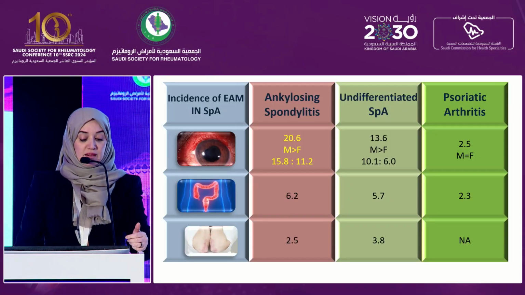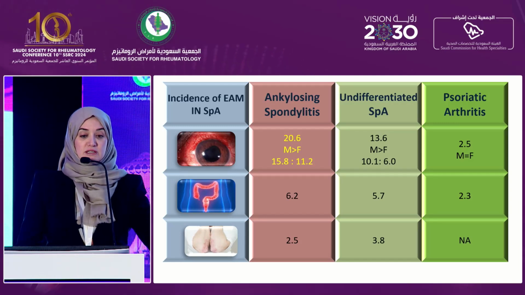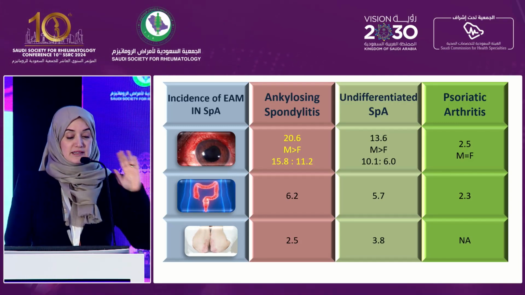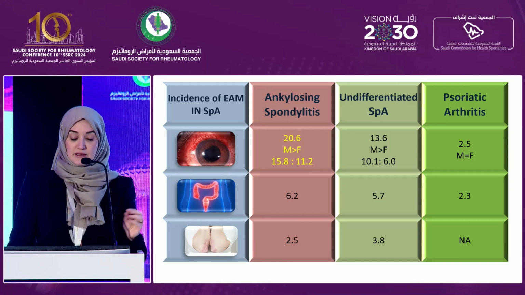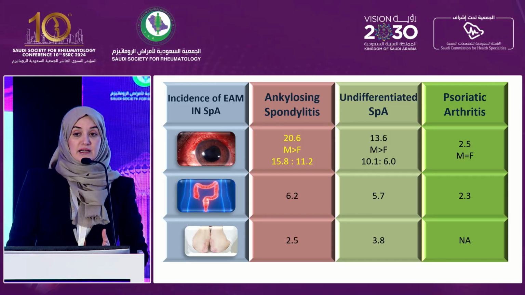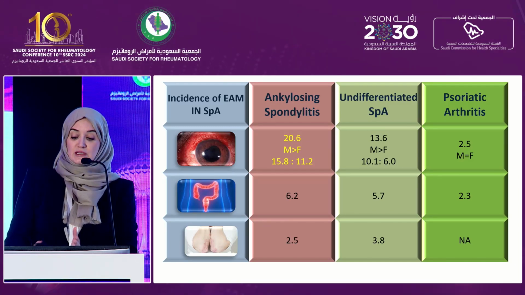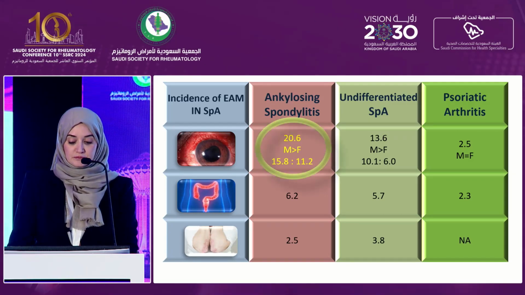And guess what? They have found that ankylosing spondylitis is the winner. Most of the patients, like 20%, will have anterior uveitis, 6% will have irritable bowel disease, and only 2% will have psoriatic or skin manifestation. Psoriatic arthritis, on the other hand, was the loser. Almost very quiet, very silent inflammation. Undifferentiated spondyloarthropathy comes in between.